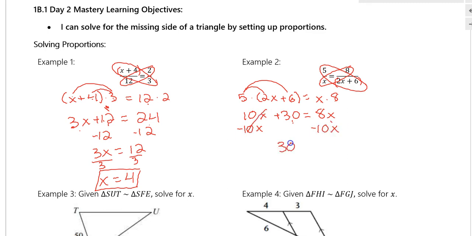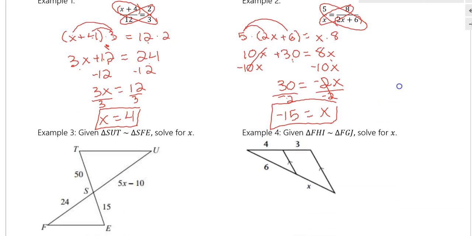I have 30 equals negative 2x. I'm going to divide by negative 2. 30 divided by negative 2 is negative 15. This just gives you x. Easy enough.